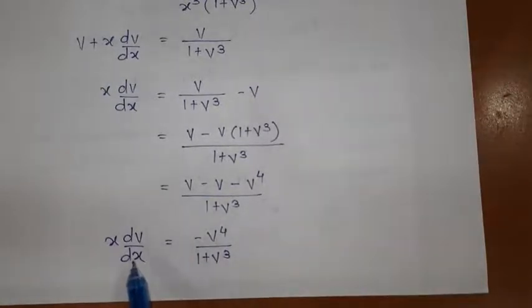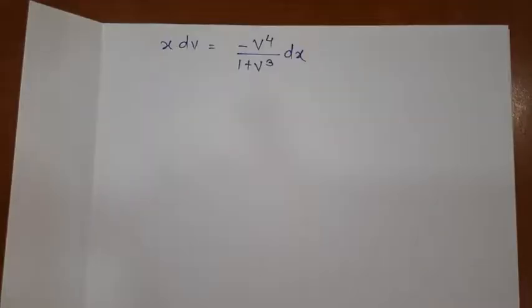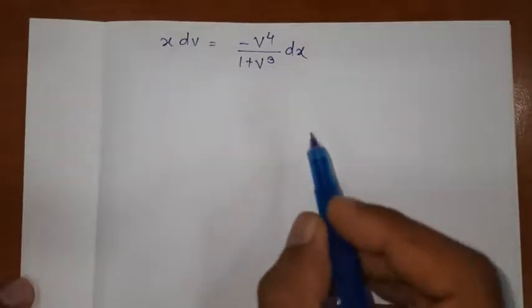So what will I do? I will shift dx on that side first. Okay, so I am shifting dx on that side. Here it is in the denominator. When you shift it to this side, it will be in the numerator. Okay, after shifting dx on that side, we have got this one.